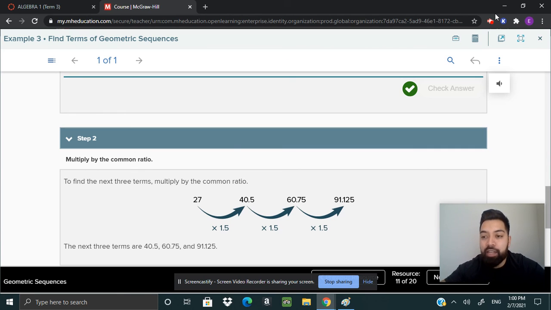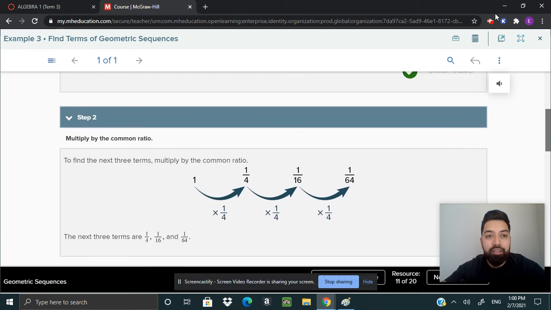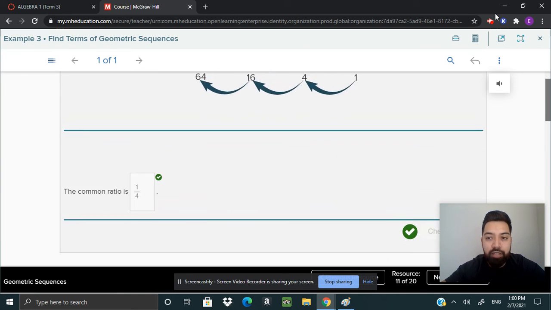So there it is. That's how you find the next term in a geometric sequence.